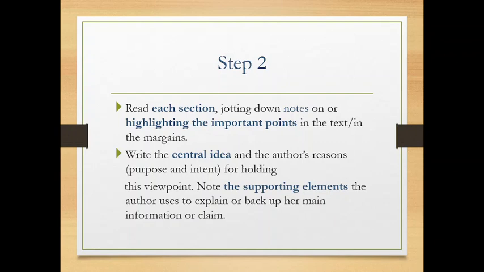Step 2. Read each section, jotting down notes or highlighting the important points in the text and in the margins. Write the central idea and the author's reasons, purpose, and intent for holding this viewpoint. Note the supporting elements the author uses to explain or back up the main information or claim.